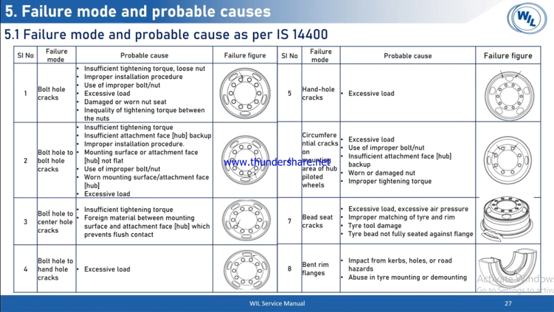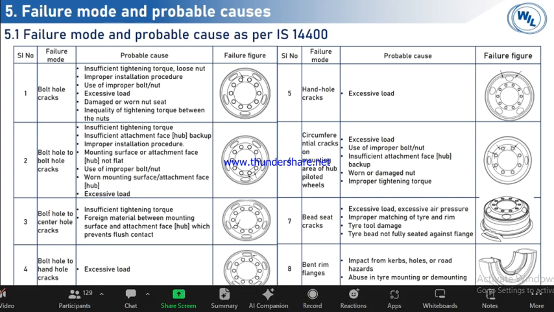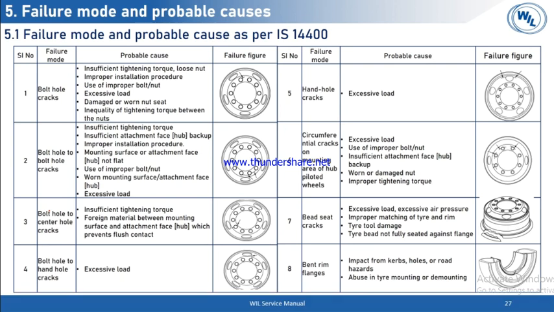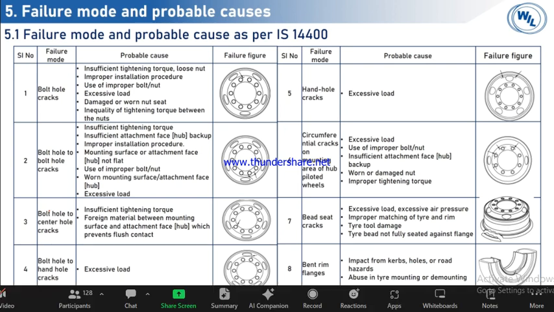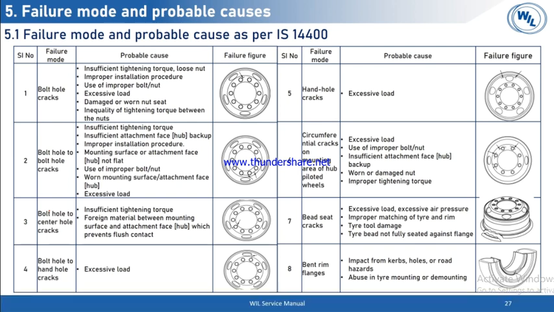These are actually available as per Indian standards. This is applicable in public domain. This indicates what may be the probable causes and for which failure mode. So here we can show if any bolt hole crack is there. So these are the probable causes. We can check it in IS 14400 standard. So these are the probable causes for such type of failures. So we can check it from public domain also.